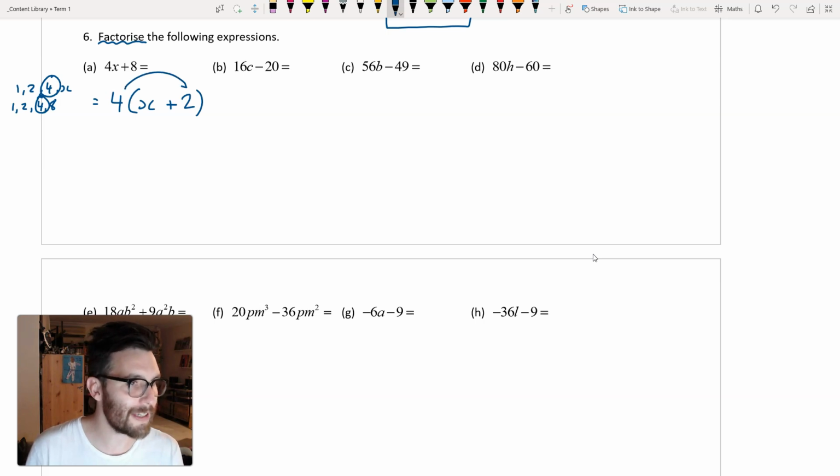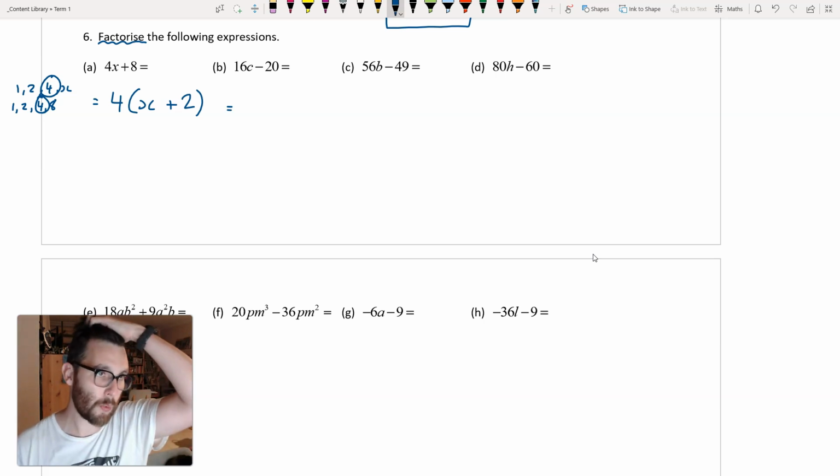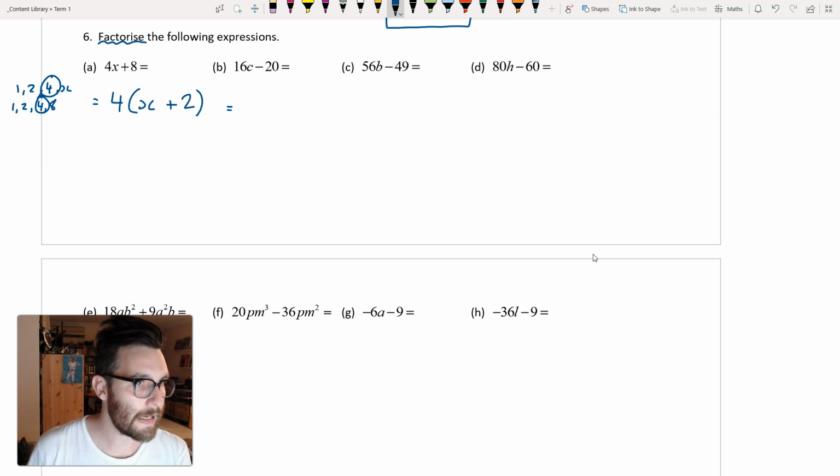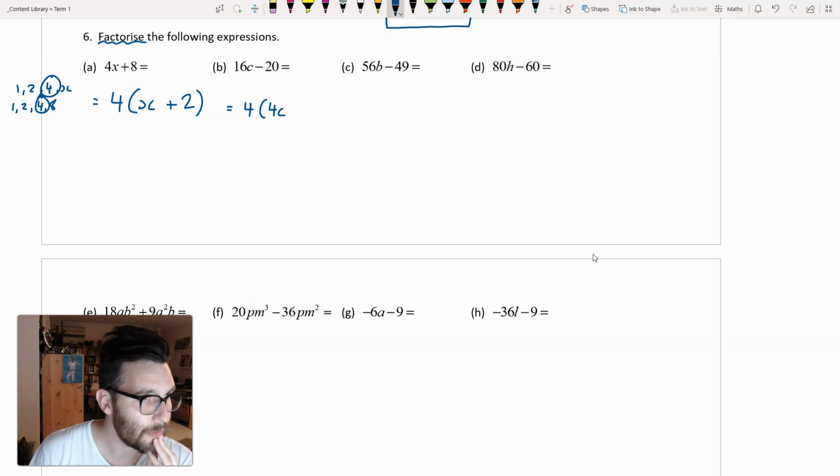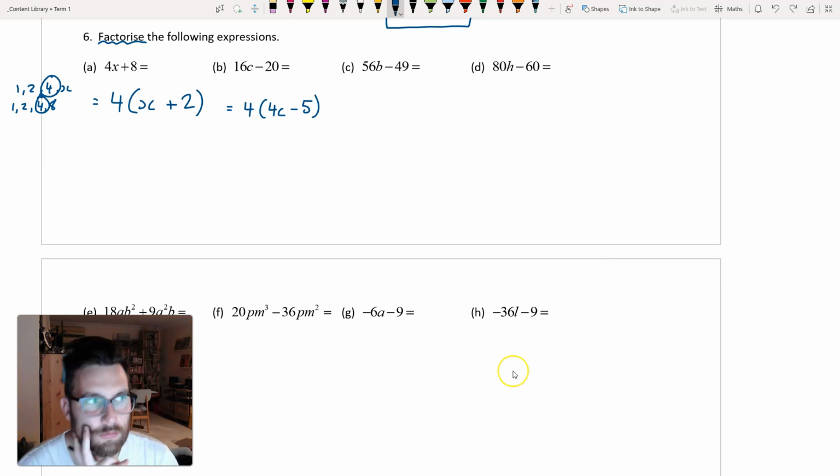So if we re-expanded it, 4 times 2 gives us 8, 4 times x gives us 4x. Okay, a little bit faster for these ones. Highest common factor of 16c and 20 is going to be 4. So 4 goes on the outside of the bracket. I'd need to multiply that by 4c to get me 16c. I need to multiply by -5 to give me -20.